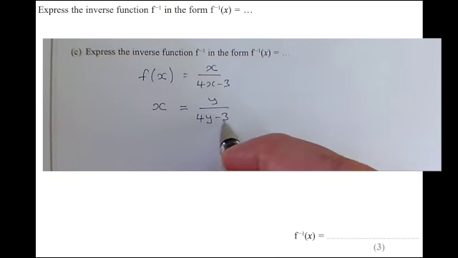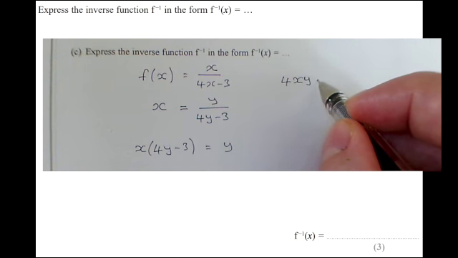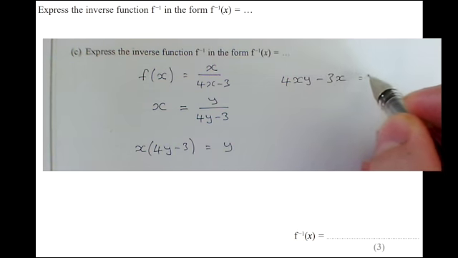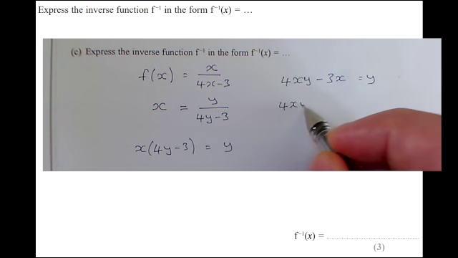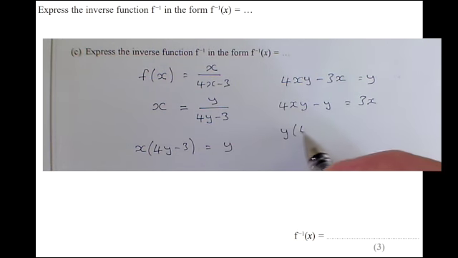And now I'm going to make y the subject of the formula, and if I can do that, then I can find the inverse. So I'm going to multiply both sides by 4y minus 3, which equals y. I'm going to multiply that bracket, which is going to become 4xy minus 3x equals y. And then I'm going to get y's into one side. Now I'm going to factorise out the y. y bracket 4x minus 1 equals 3x, and now divide by that bracket, so y is equal to 3x all over 4x minus 1. And that is the inverse function.